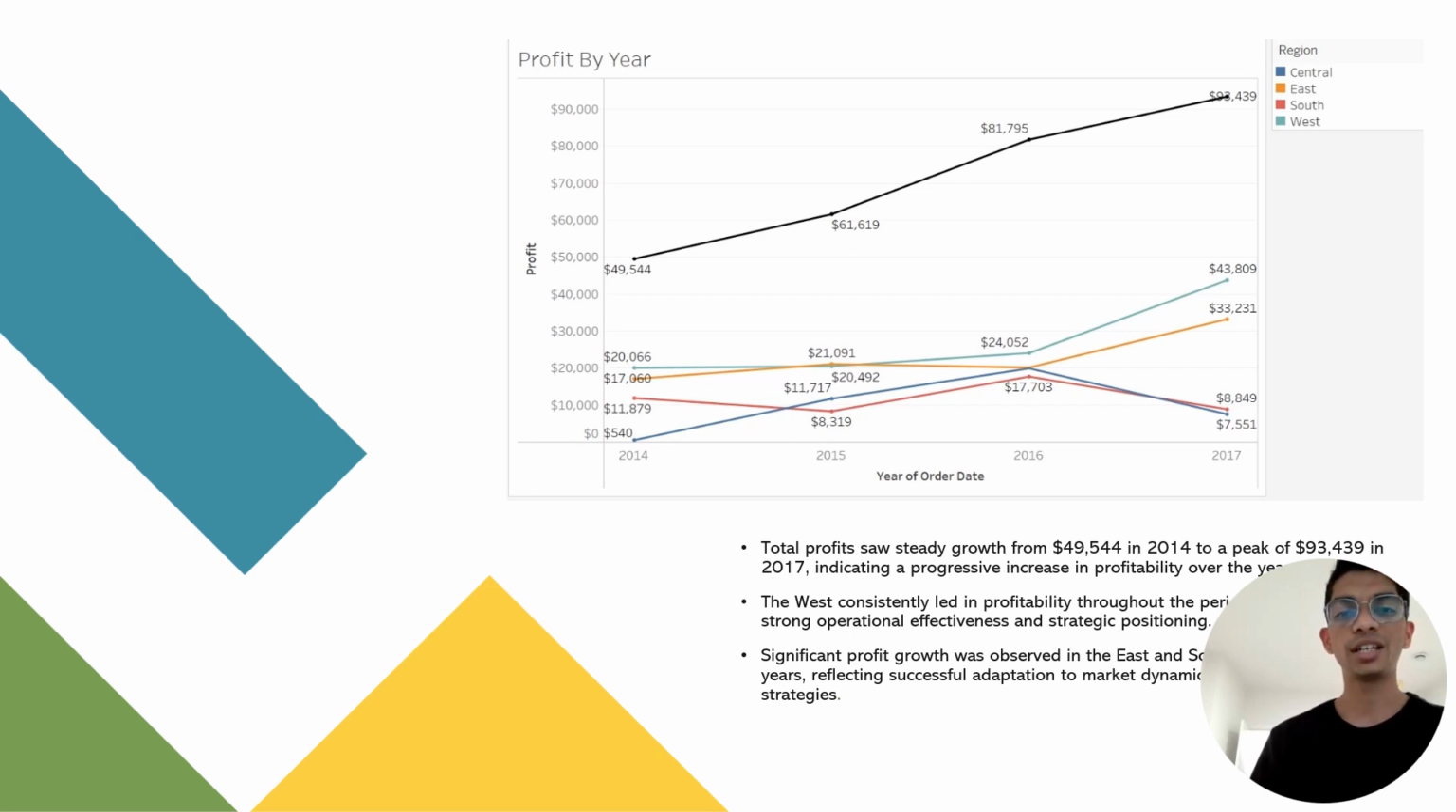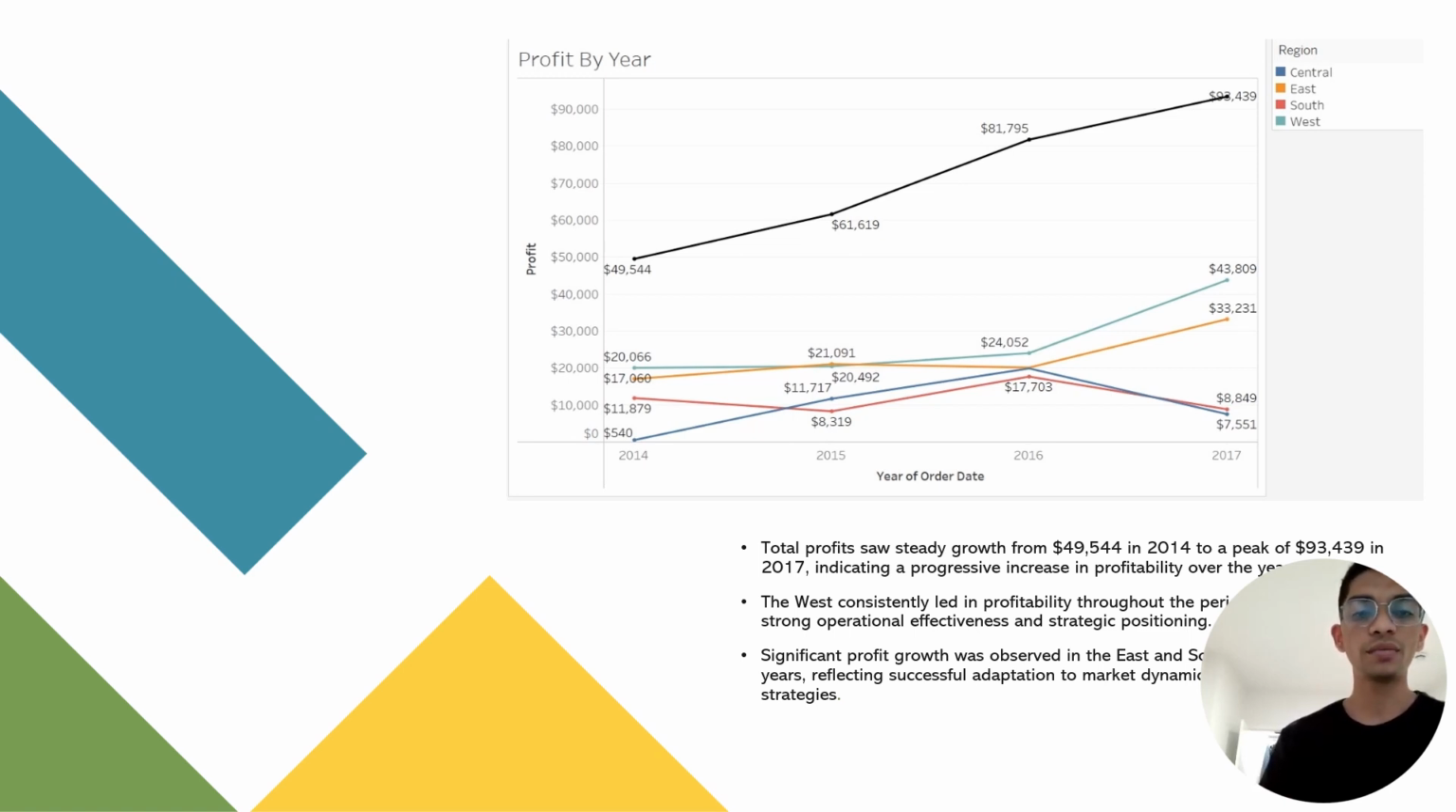Over time, profit margins have generally increased due to better pricing strategies or increased operational efficiency. In 2014, the West made the largest profit of $20,066 and was closely followed by the South at $11,879. In 2015, at $61,619, profit shot up with the East coming out on top with $21,091 in profit.